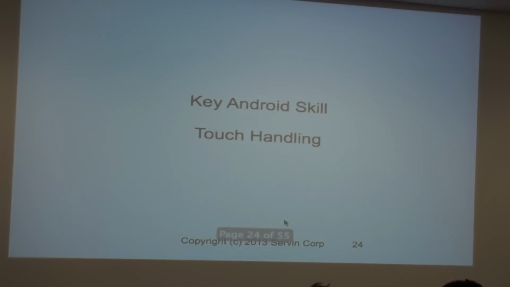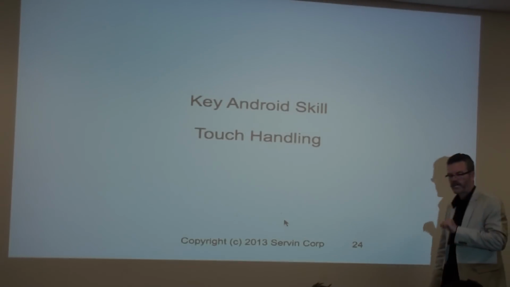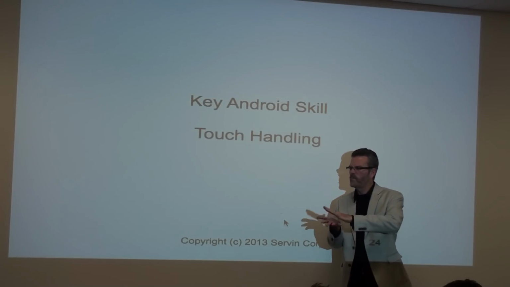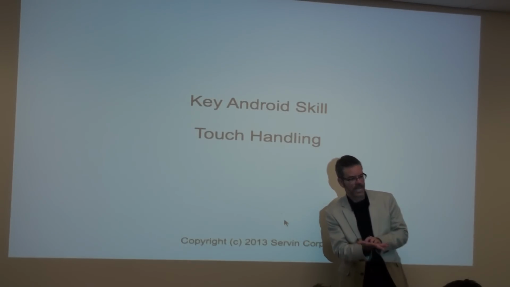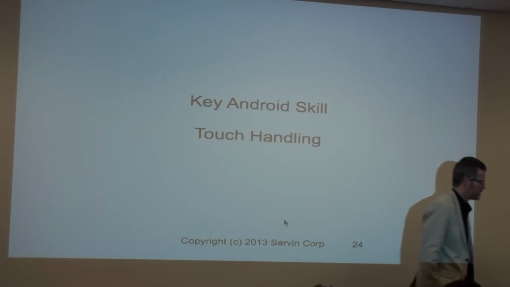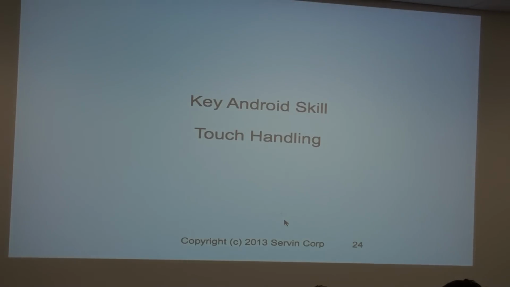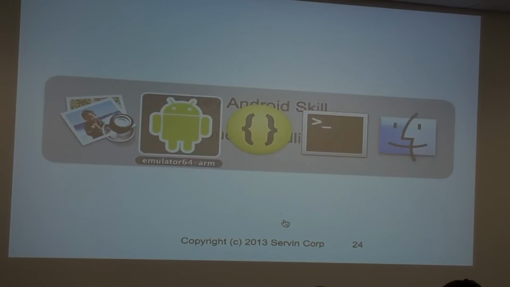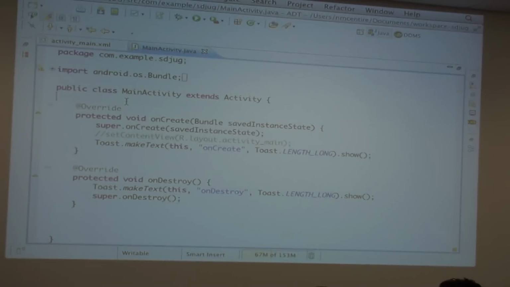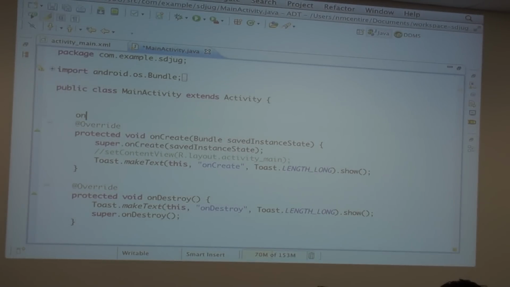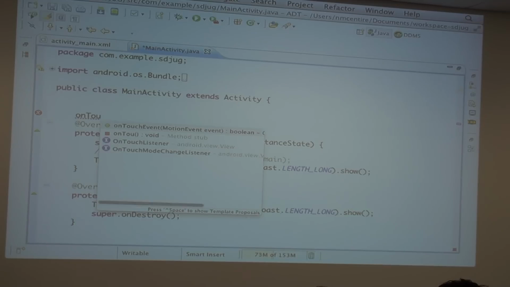But I thought what a good one to show tonight would be the touch handling, because after all, one of the big differences between mobile devices and all these desktops is touch handling. So how do you handle touches? Well, let's find out. We're here in our activity. So I go back over to my code. I'm here in the activity, and I could say, well, I wonder if this activity has some type of method called onTouch. And in fact, it does.